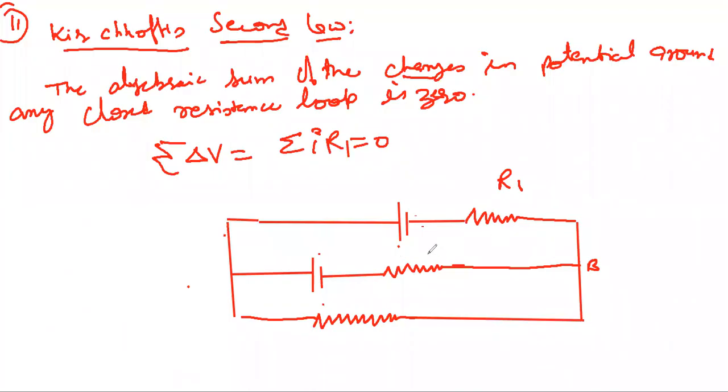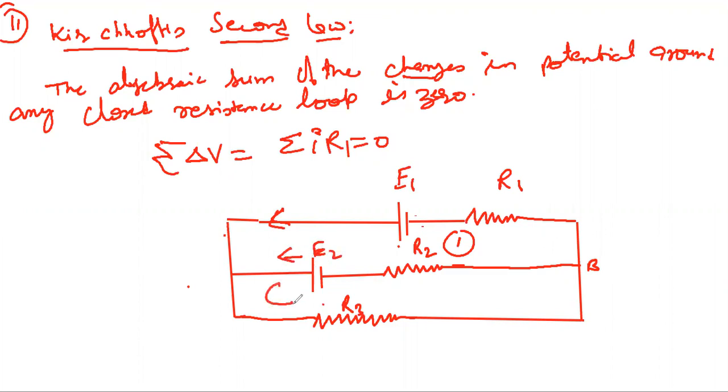So R1 is this, next is R2, another is R3. This box from here to here is your loop 1. See, this circuit is complete from here to here. This is one box. E1 is the electric potential of this cell and E2 is the electric potential of this cell, EMF.